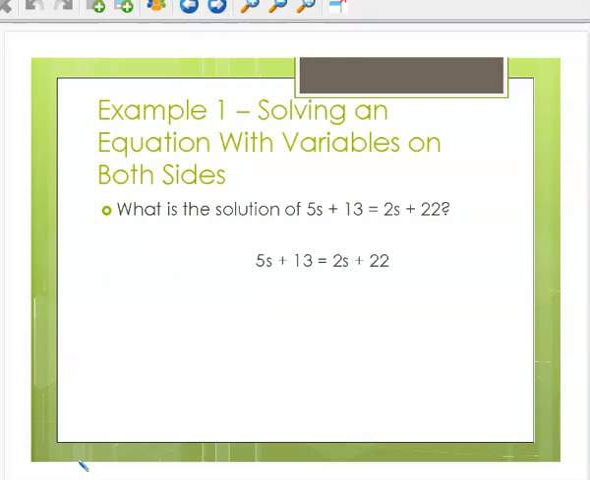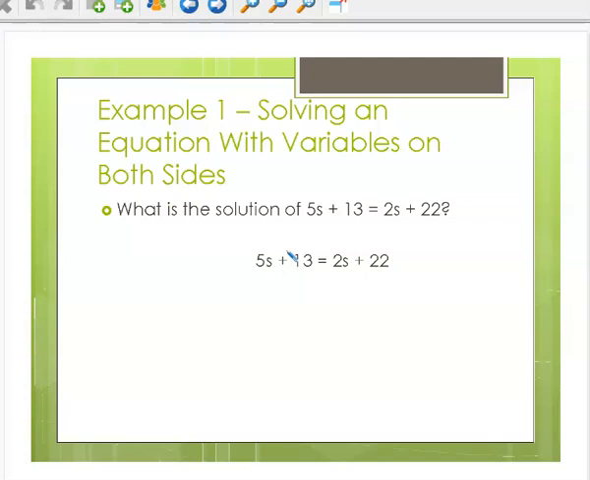Again, there's really no new skills for this section, so the best thing to start is just work on some examples, get some practice. Okay, so if we look at this first one, on the left, you'll notice we have 5s plus 13. On the right, we have a 2s plus 22. So sometimes the challenge to these is that I have a variable on both sides, and I have a constant on both sides. Don't let that scare you, okay? The steps, the tools are exactly the same, and I'm going to give you a couple hints.